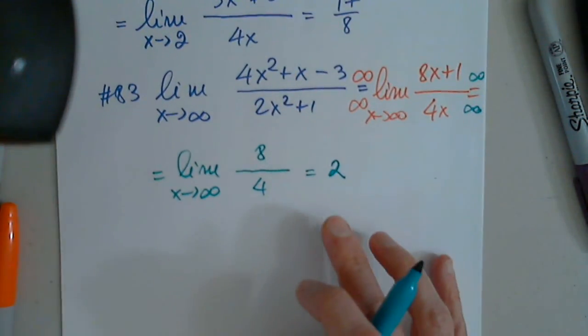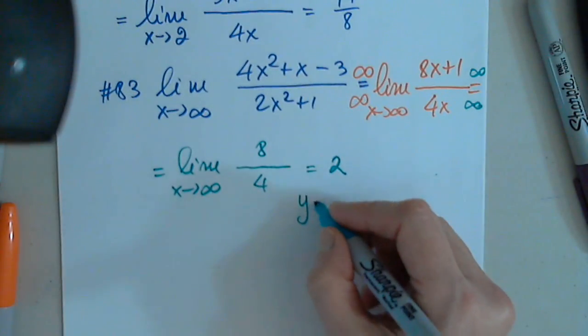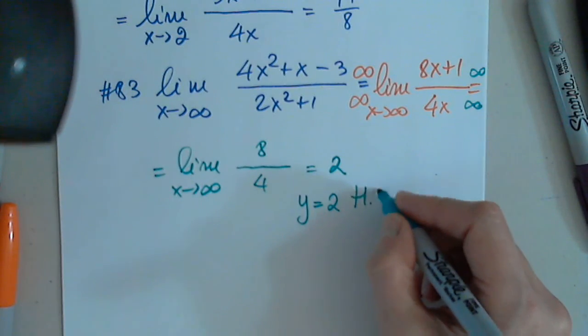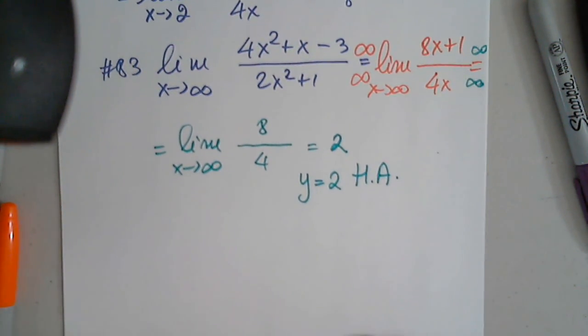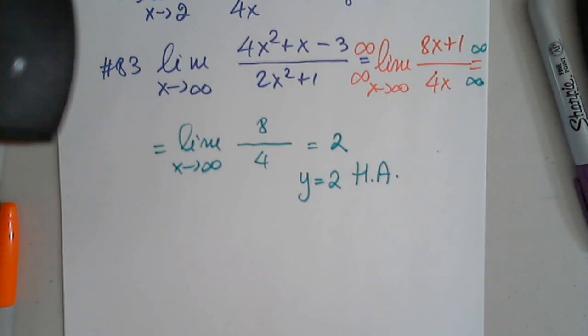2. Very important. That means that y equals 2 is a horizontal asymptote. Right? We're going to discuss this further in chapter 2. That's all I had to say about chapter 1, and now we can start chapter 2. Any questions?